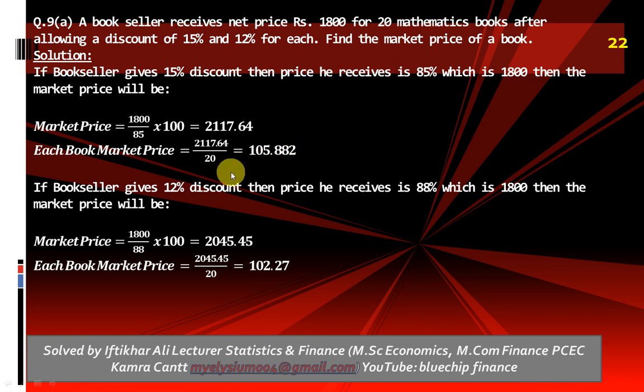And after that, if the bookseller gives a 12% discount, then the price he receives is 88%, which is 1800. Then the market price will be 1800 divided by 88 multiplied by 100, 2045.45. And because this market price is for the 20 books, if you want to calculate the price of one book, simply divide this by 20. And this will be the price of each book, 102.27.